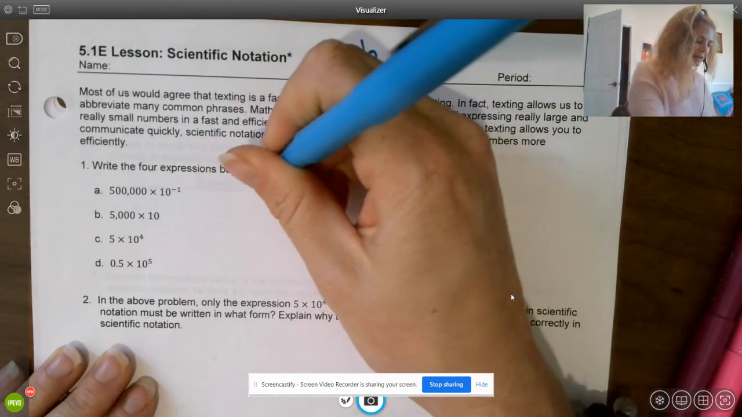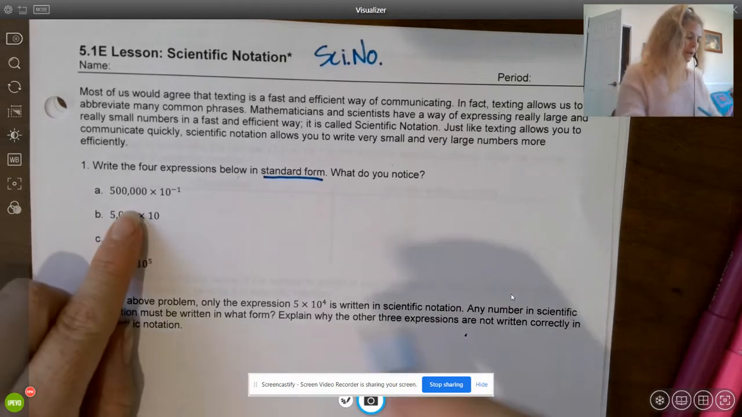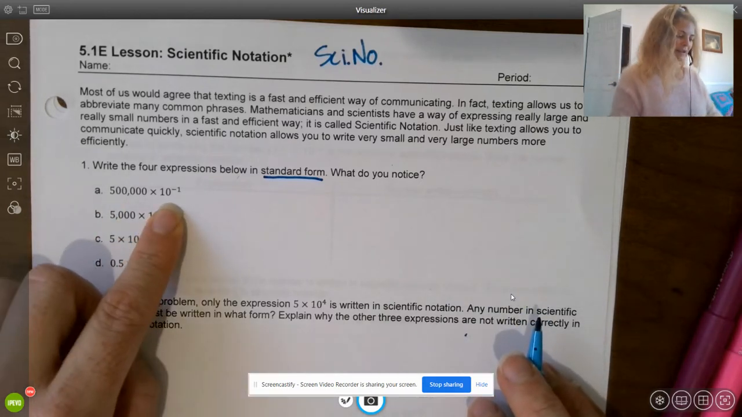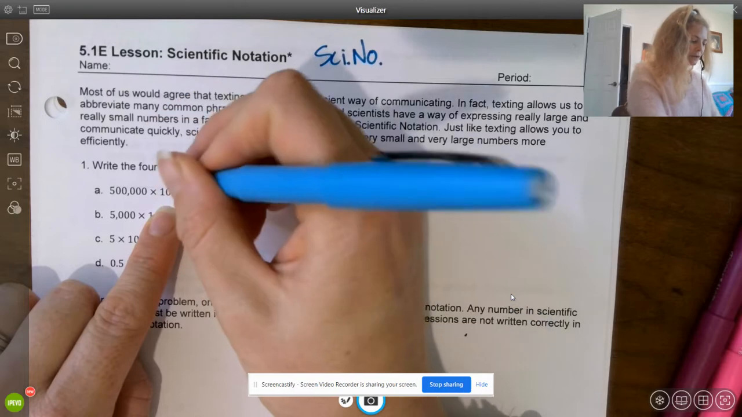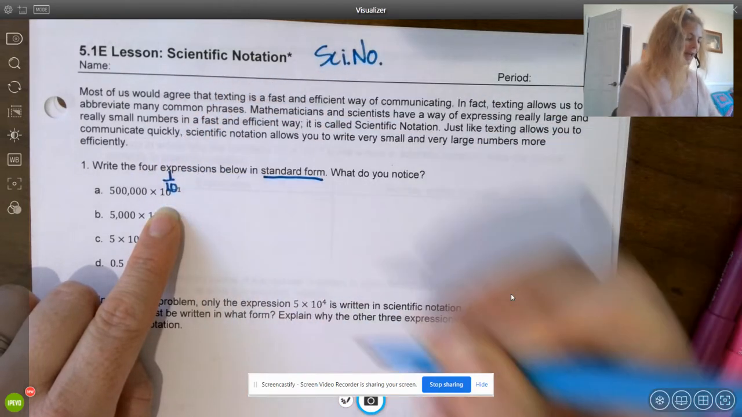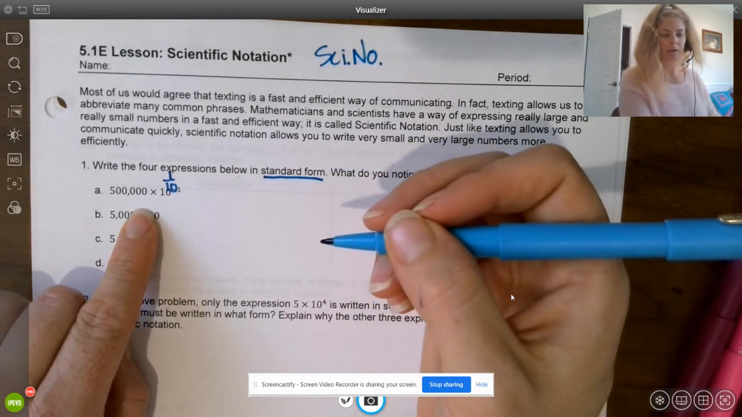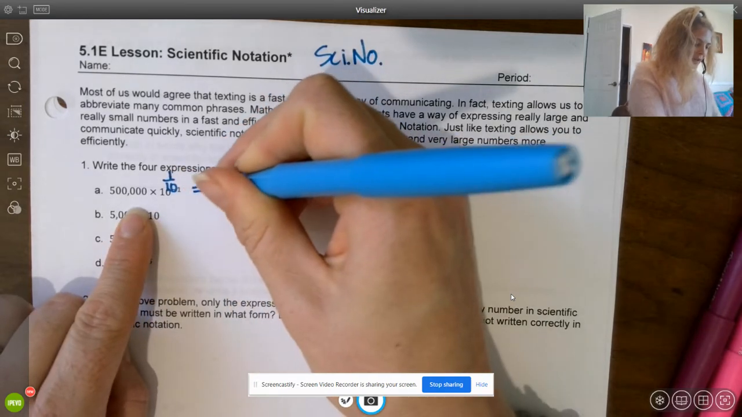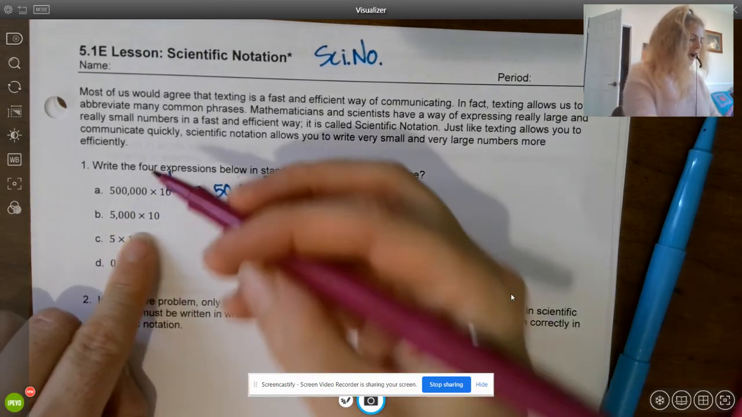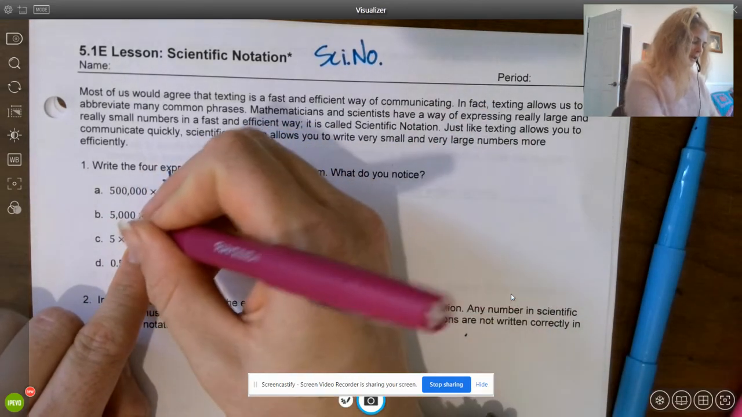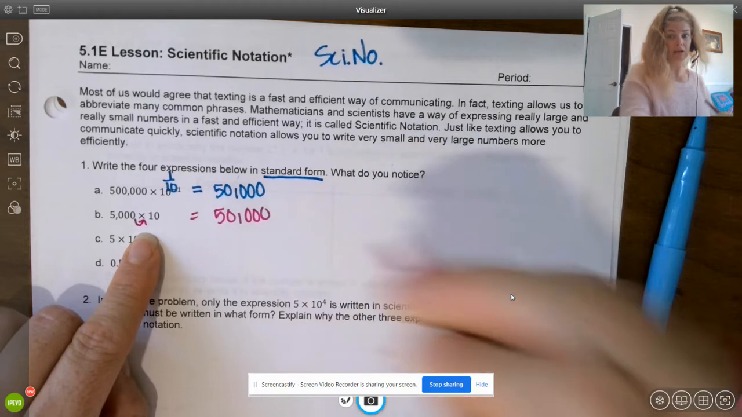When we write something in standard form, that's like the decimal expansion. It's the number if we wrote it out. If we take a look at 500,000 times 10 to the negative first, we learned last time about negative exponents, that 10 to the negative first is really 1 over 10. So I am losing 1 decimal place, or think about dividing this value by 10. So I get 50,000. Here, I'm multiplying by a value of 10, 1 power of 10, and so that means I move the decimal over once to the right. And again, I get 50,000.